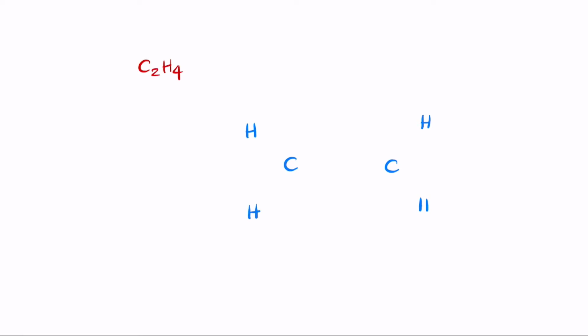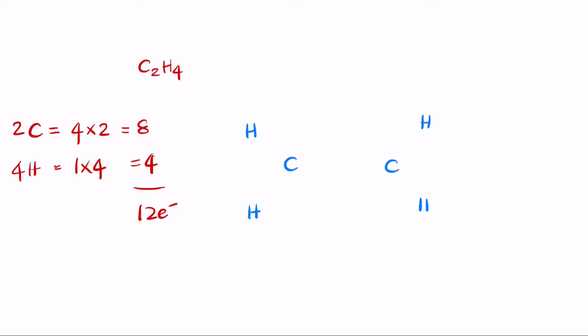So now let's try and draw the bonds. First things first, before we draw, let's write down the electrons. There are 2 carbons, so 4 times 2 becomes 8 electrons, and you have 4 hydrogens, which becomes 1 times 4, which becomes 4. So you have 8 plus 4, a total of 12 electrons. So let's try drawing the bonds first. So 2 electrons, 4, 6, 8 and 10.